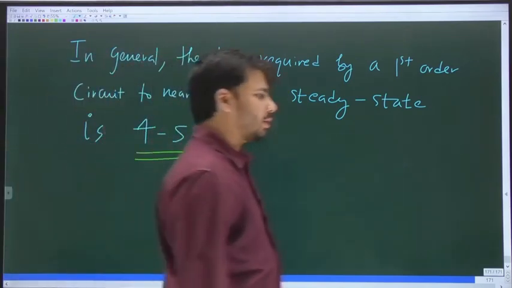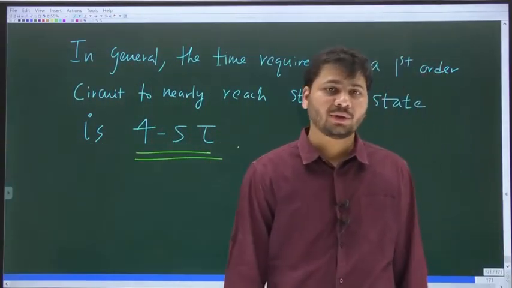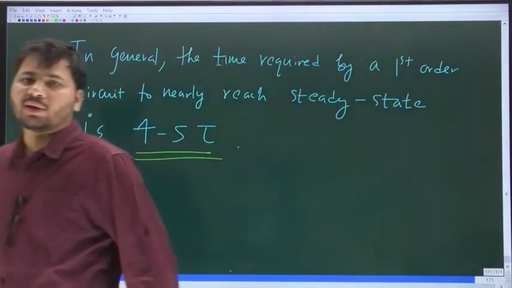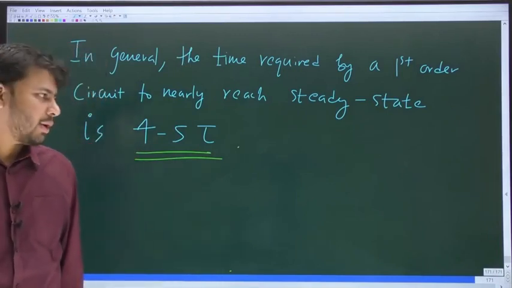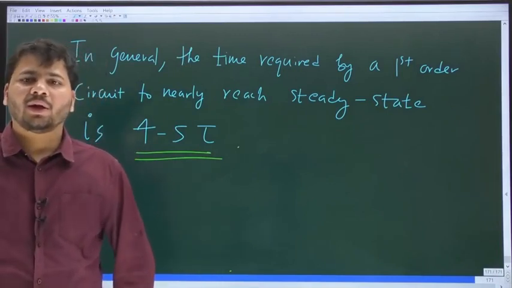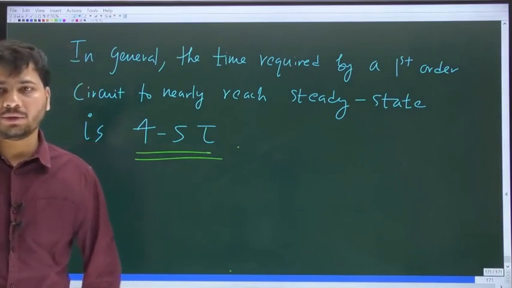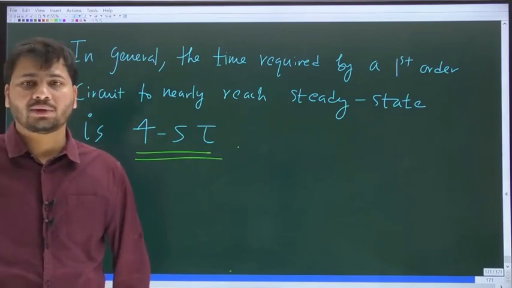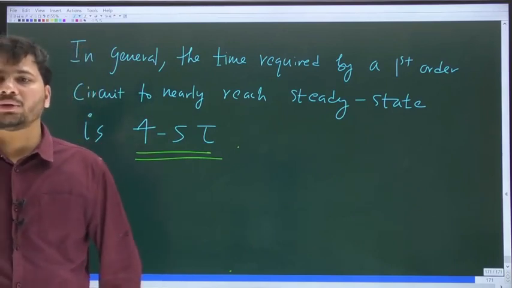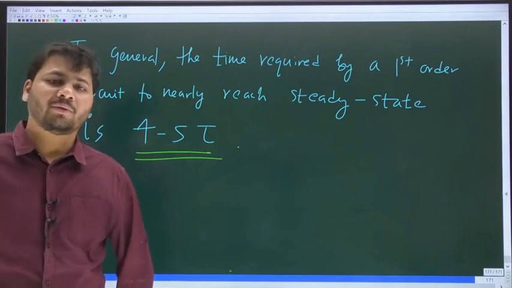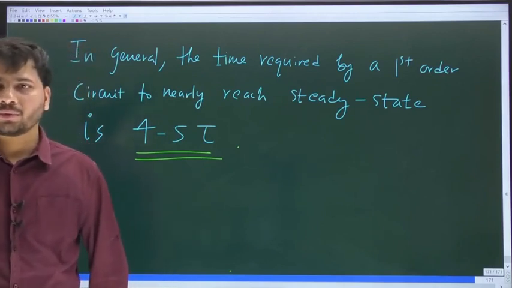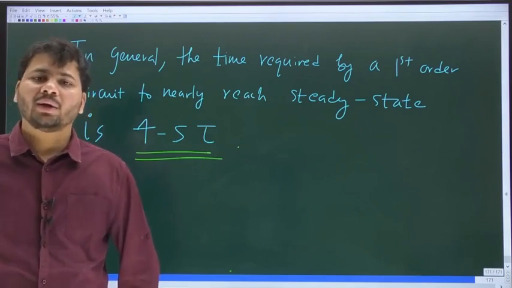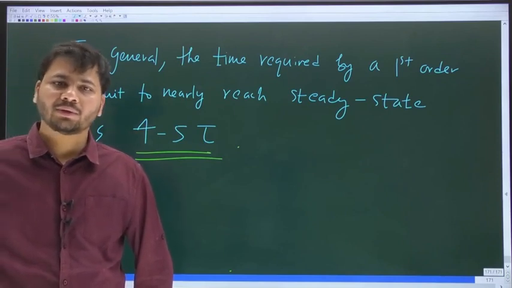Now, very often we talk about the speed of any circuit. We say some circuit is fast and some other circuit is slow. When we say a circuit is fast, it will reach steady state very quickly. When we say a circuit is slow, it will take a lot of time to reach steady state. So fast means it reaches steady state very quickly, and slow means it reaches steady state very slowly.